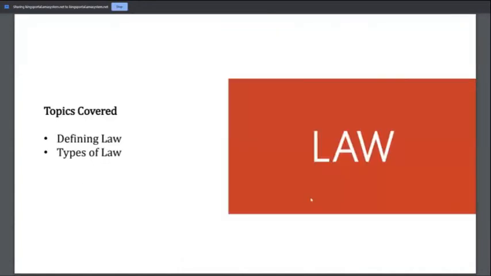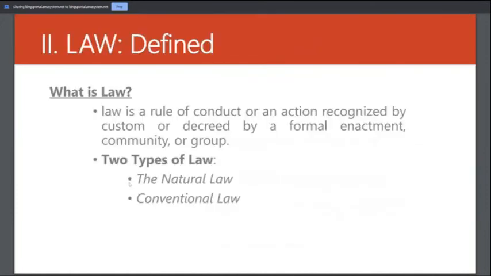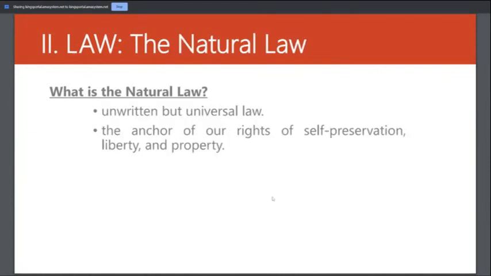We also have this main topic as well, law. In order for us to understand that, we have to uncover these topics: defining law and types of law. What is law? As we all know, law is a rule of conduct or an action recognized by custom or decreed by a formal enactment, again, formal enactment, of a community or group. Two types of law we do have: natural law and conventional law. Let's talk about natural law first.